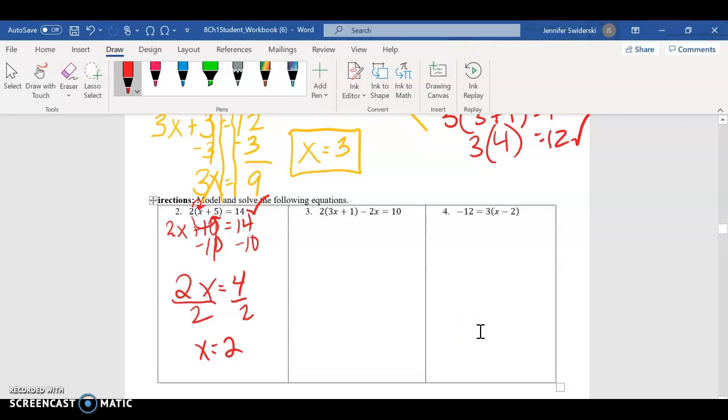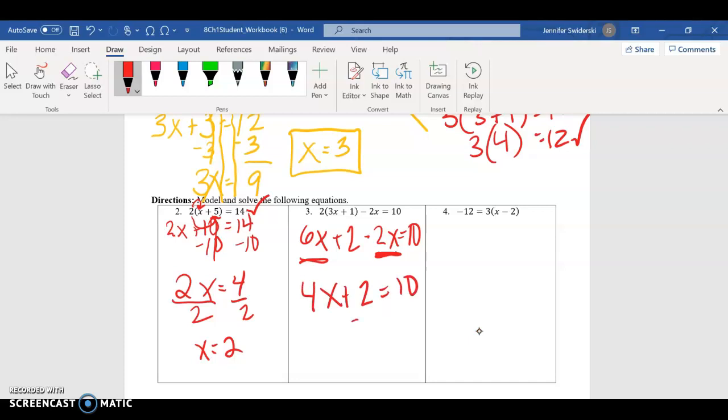Let's take a look at number 3. A couple steps. The first thing we need to do is distribute again. So 2 times 3x is 6x. 2 times 1 is 2. I'm going to bring down that minus 2x equals 10. Question, is there anything that can be combined in here? Yes, we have to combine our like terms first. So I have negative 2x and 6x. When I combine those, I get 4x plus 2 equals 10.